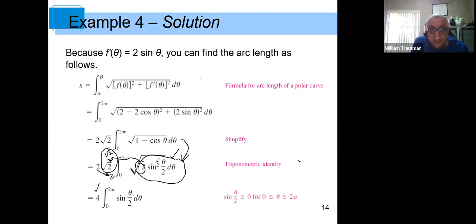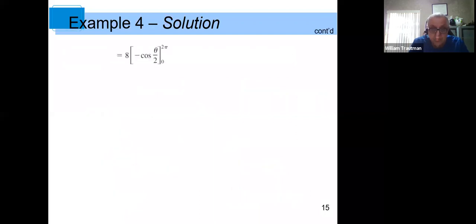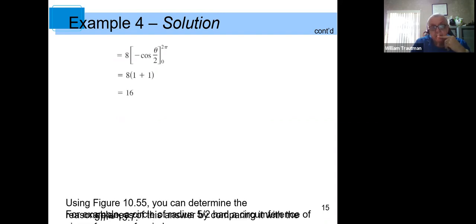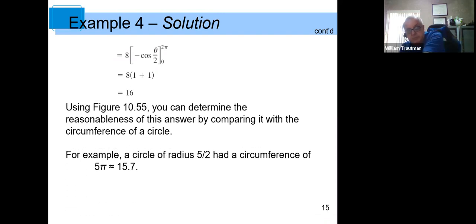And when you do this, you always want to try to get a square here because you have a square root. Square root and square cancel, and you're just left with the sine of theta over 2. And then you integrate that. There's our integration. Plug in 2 pi and 0. And we get our answer. And they say if you look at a circle with radius 5 over 2, its circumference is 15.7, which is really close to the 16 that we got.